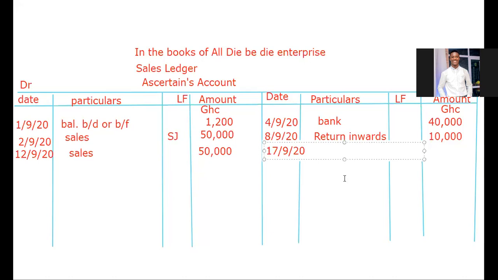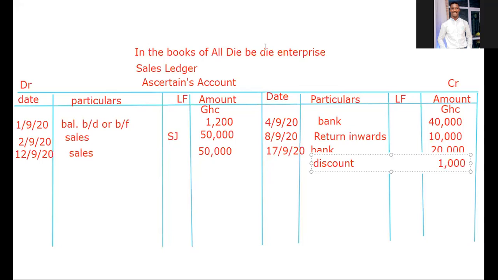The only issue here is that we have already entered the bank balance, and so we would have to enter the other side. So how much is it? 20,000. There was a discount. Yes, the discount of how much? 1,000. Because Ascertain gave a check of 20,000, we cannot go and reduce it. So we'll have to adjust it in Ascertain's books, so that the balance that Ascertain will pay will be the difference. Do you get it?